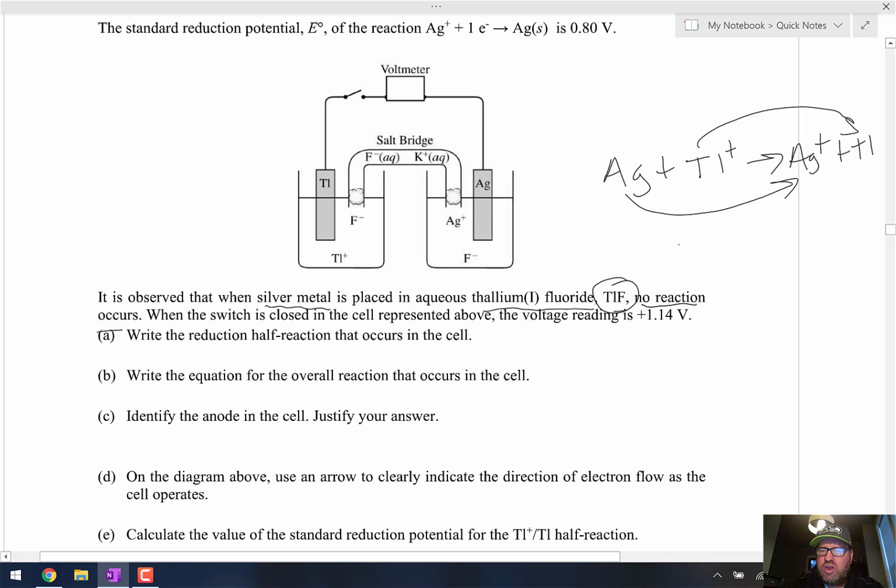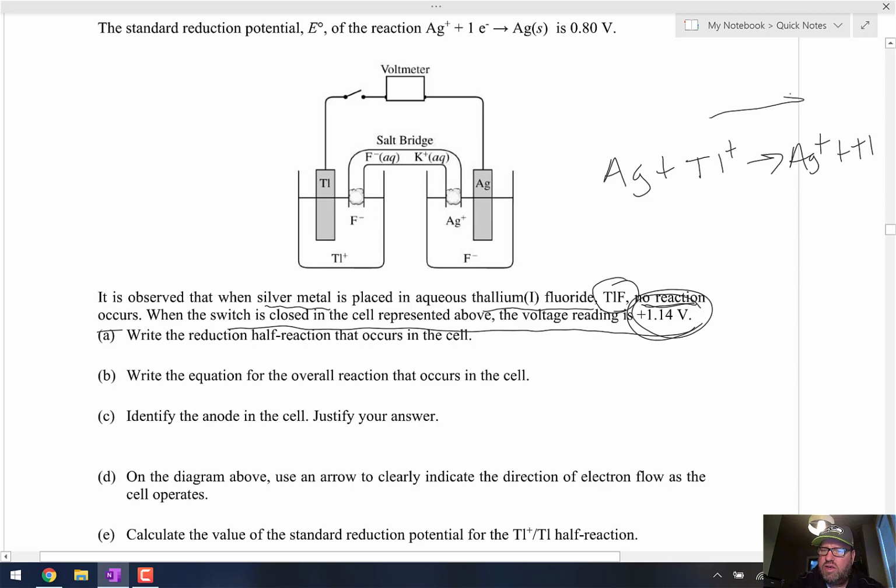But if it tells you that no reaction happens, then that means that the silver is not going to be oxidized, and therefore the silver is going to be reduced. Okay, so if the forward reaction doesn't happen, no reaction occurs, but then they say when the switch is closed, the cell does produce a voltage of 1.14 volts. What does that mean?